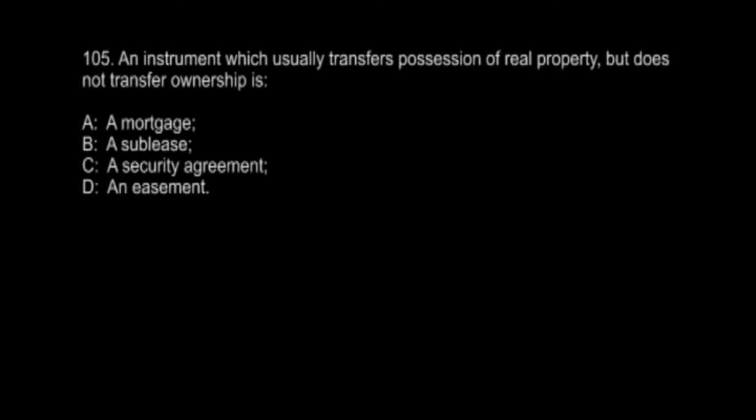105. An instrument which usually transfers possession of real property, but does not transfer ownership, is: A, a mortgage; B, a sublease; C, a security agreement; D, an easement.